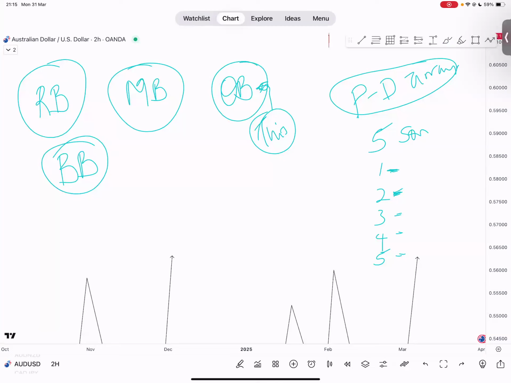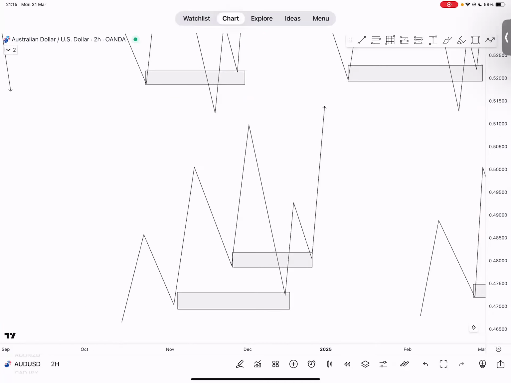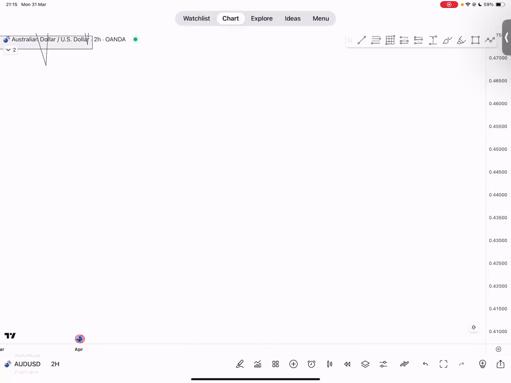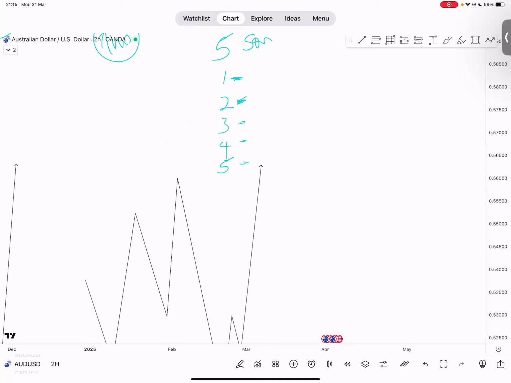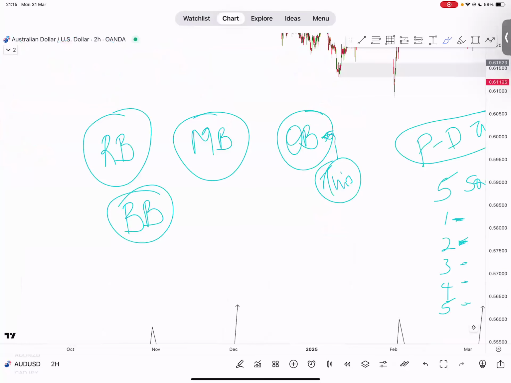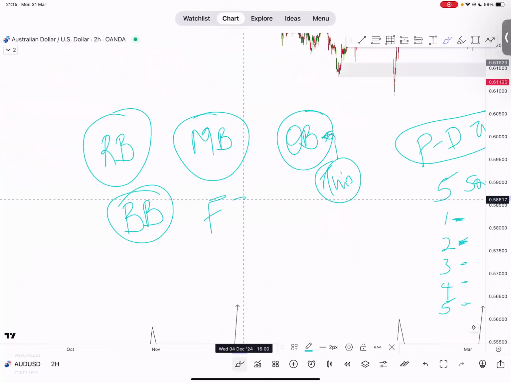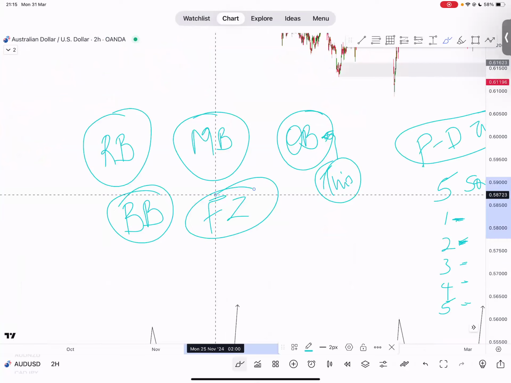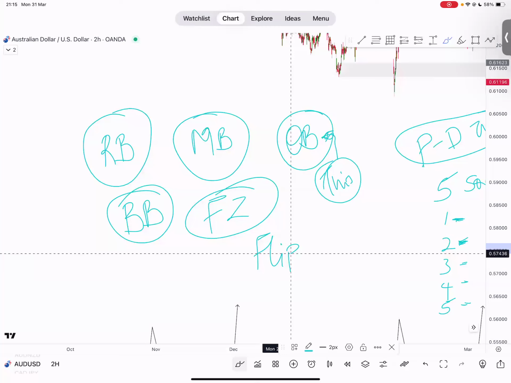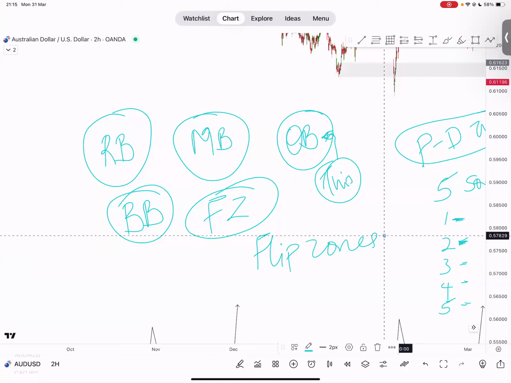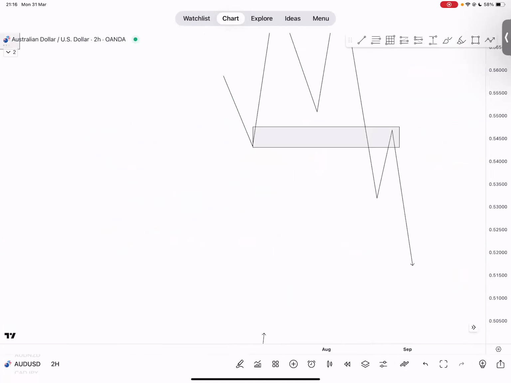But for what we have in today's class: reclaim blocks, mitigation blocks, other blocks, and breaker blocks. Now, if you look at what I mapped out here, I want to add something just for reference purposes. Flip zones, which I'm going to represent as FZ. This is it. Flip zones.